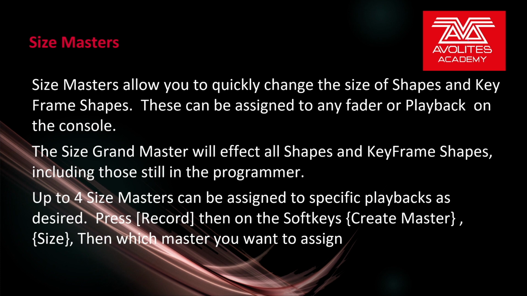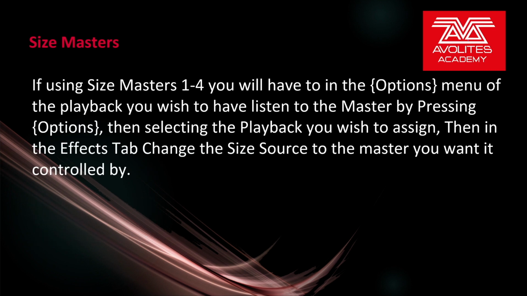I'll press record, then soft keys, create master, size, then which master you wish to assign. If you're using size masters 1 through 4, you'll have to, in the options menu of the playback you wish to listen to the master, press options and then select the playback you wish to assign, and then in the effects tab, change the size source to the master you want it to be controlled by.